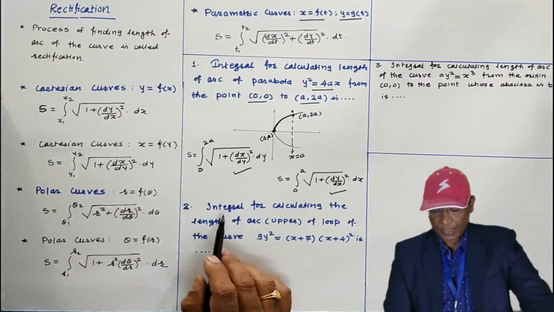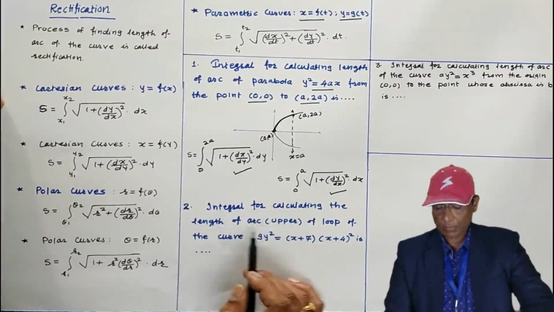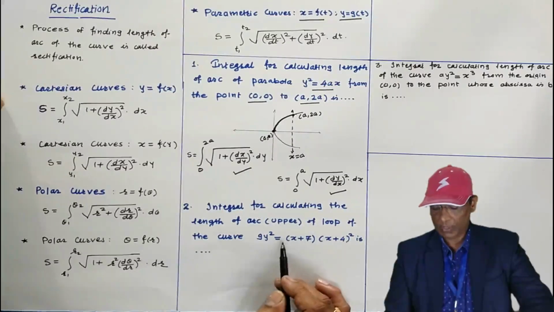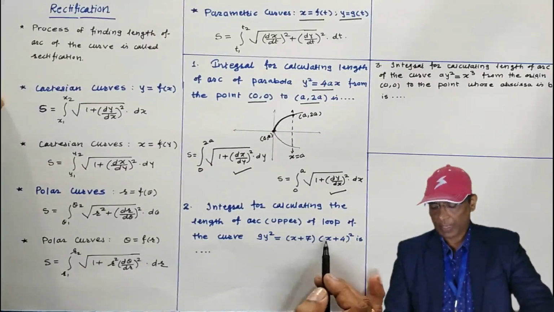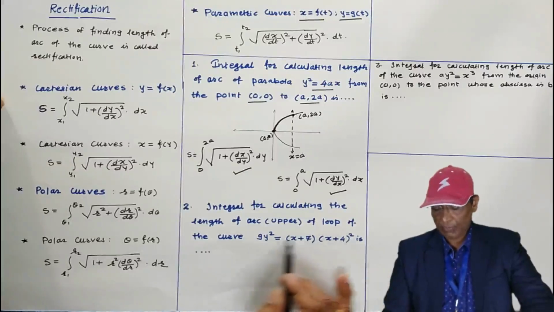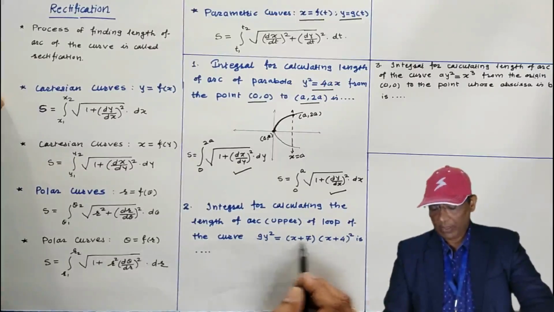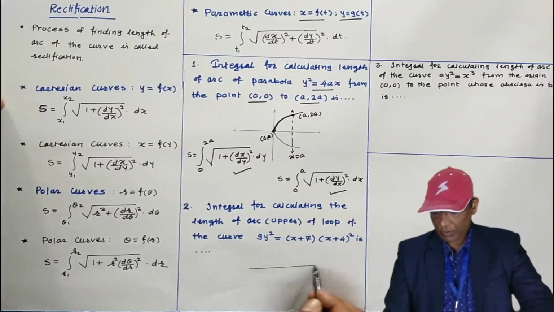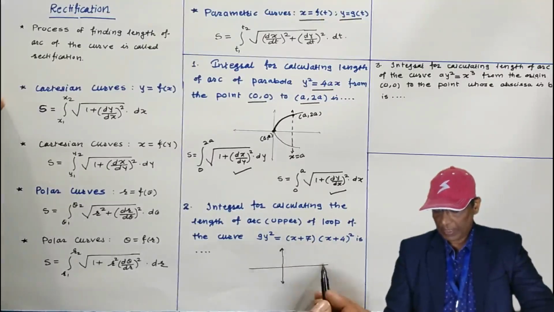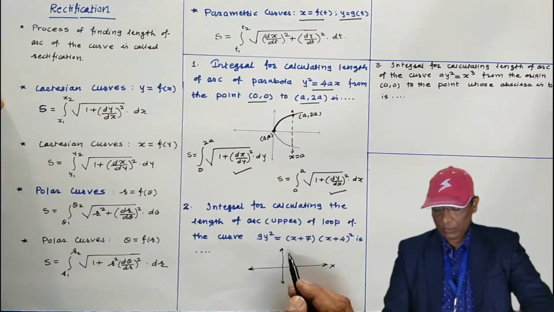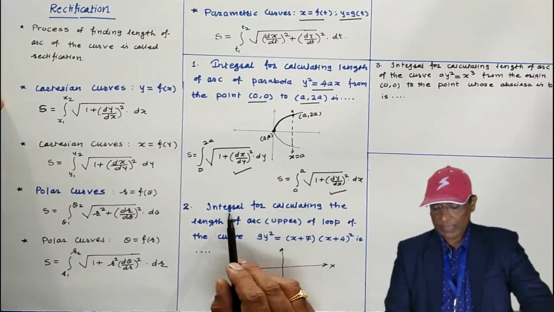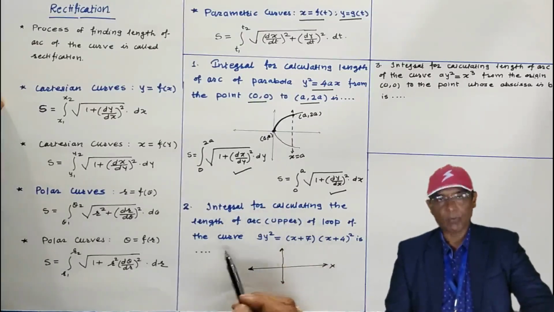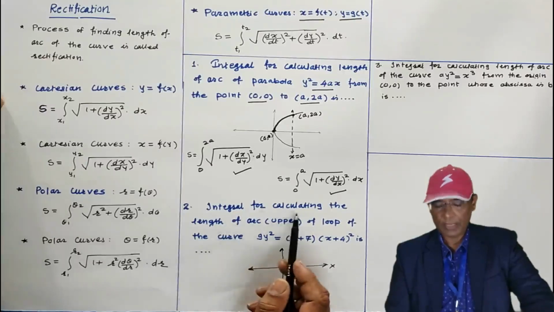Now the same thing: the integral for calculating the length of the upper arc of the loop of the curve 9y squared equals (x plus 7) multiplied by (x plus 4) to the power 2. If you look at this curve, all even power terms in y are present. Therefore, this curve is symmetric about the x-axis. And what we have to find? We have to find the integral for calculating the length of arc of the loop of the curve. I want the integral for calculating this.